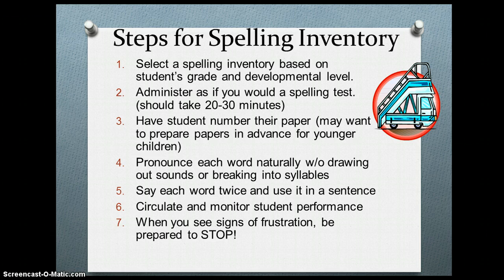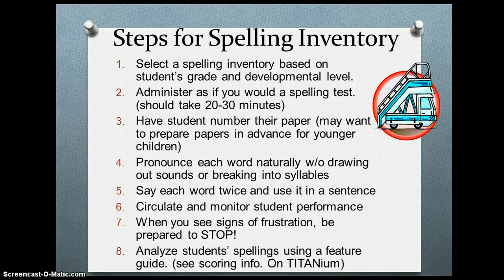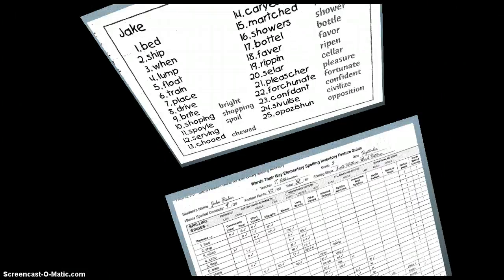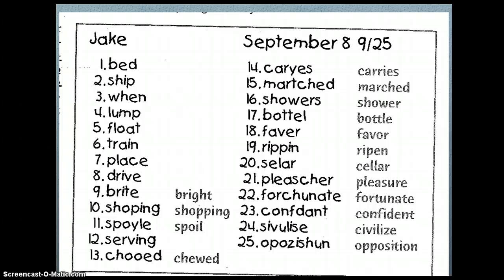When you see signs of frustration, be prepared to stop. And then once you give the assessment, you would analyze it using a feature guide. So here is a sample. That would be the elementary spelling inventory, which was given to the student Jake.